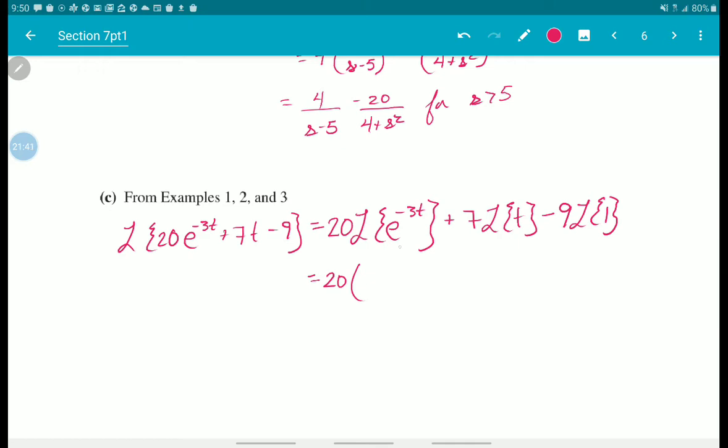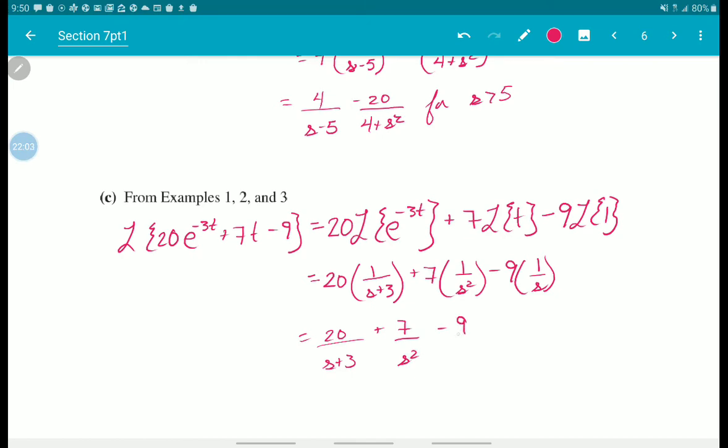The Laplace of e to the negative 3t was 1 over s plus 3. The Laplace of t was 1 over s squared. And the Laplace of 1 was 1 over s. So we have 20 over s plus 3 plus 7 over s squared minus 9 over s.